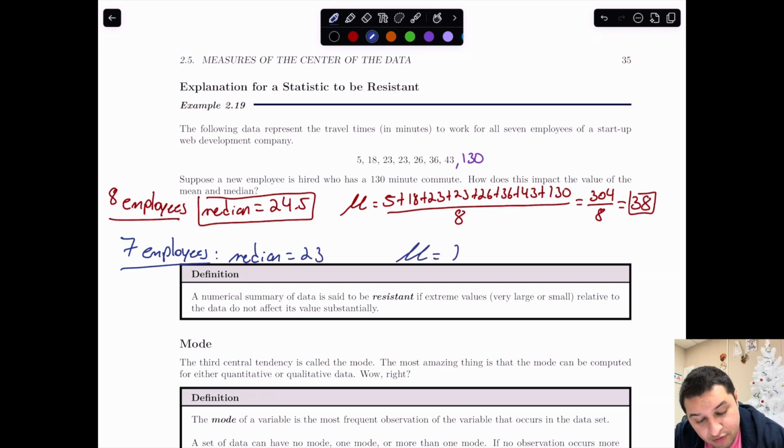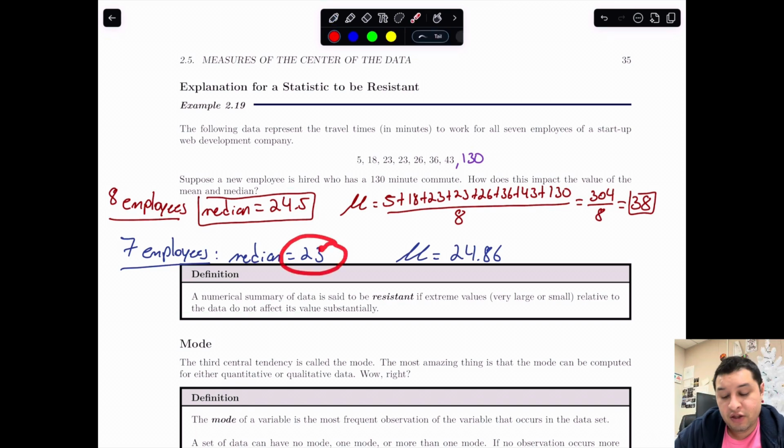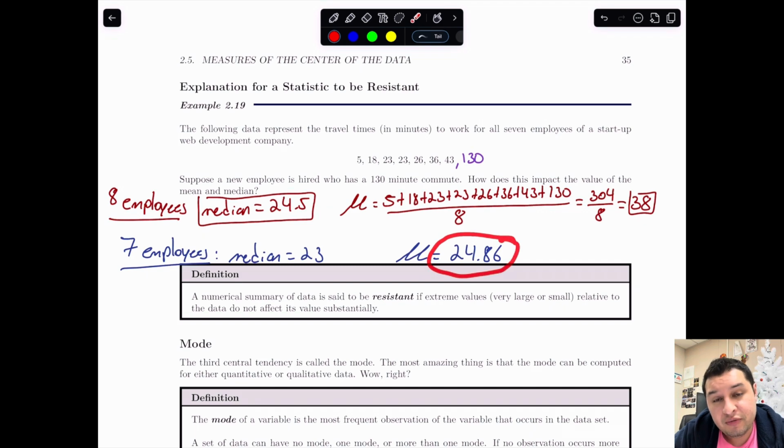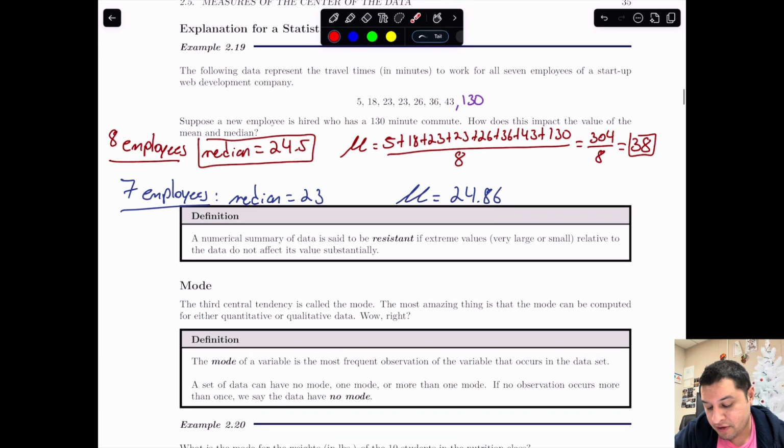The mean, however, was 24.86. So in case you can't see here, we have 23 for this median, and we have 24.5 for this one. That's only a 1.5 difference. It's not very big. But this one goes from 25 all the way to 30. That's a 13-minute difference in the mean, and that's a very huge difference.